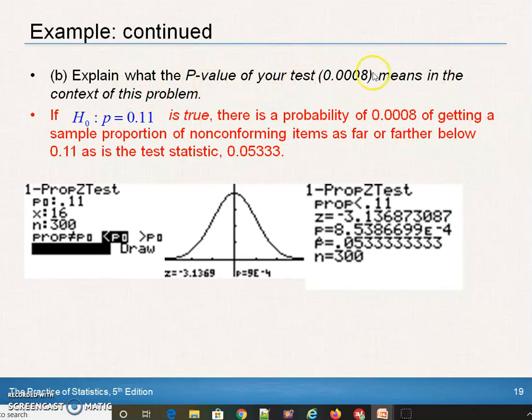The p-value of your test, 0.0008, means, remember, that's the area to the left of negative 3.14. It is so small you can't see it on this picture. If you use the 1-PropZTest on your calculator, and I guess since we're not going to be tested over this, we won't worry about learning that, but you can get this number pretty quickly. This p-value, 8 times 10 to the negative 4.